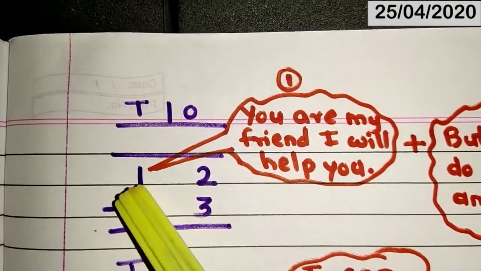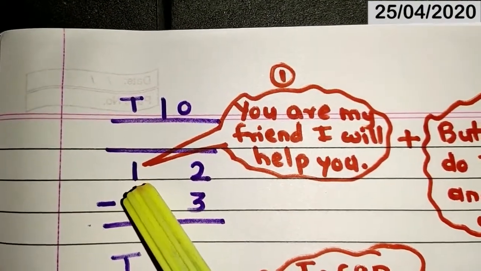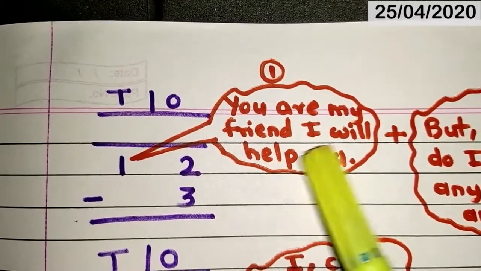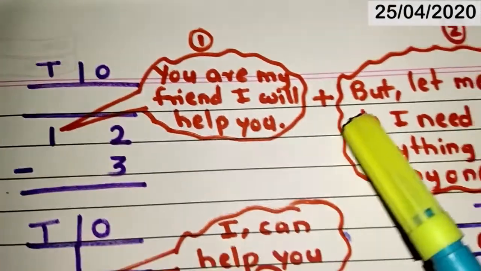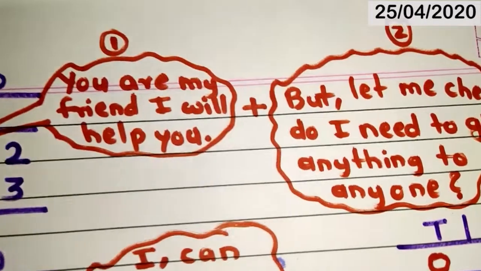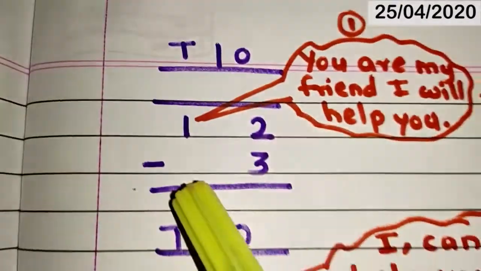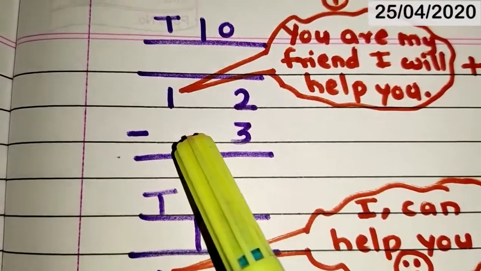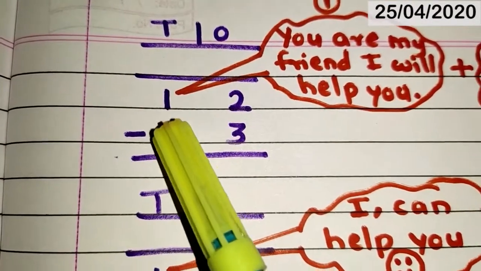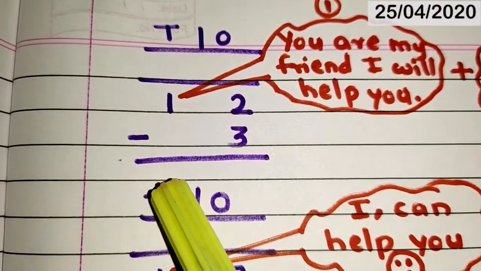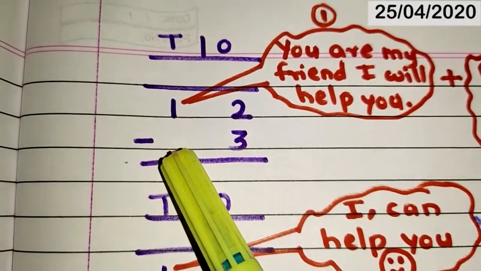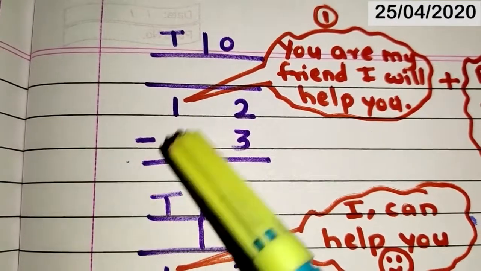So what will happen next? This 2 went to Mr. 1 and Mr. 1 said, you are my friend, I will help you. But let me check, do I need to give anything to anyone? Is there any number under this one? No, right? This one needs to give nothing to anyone.